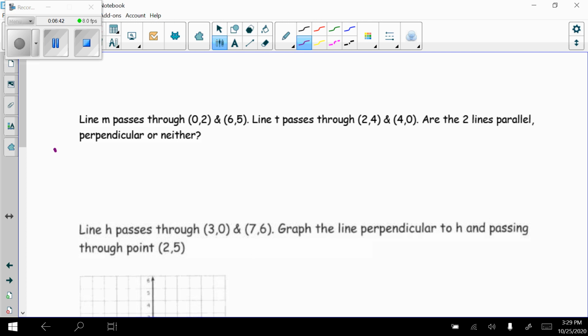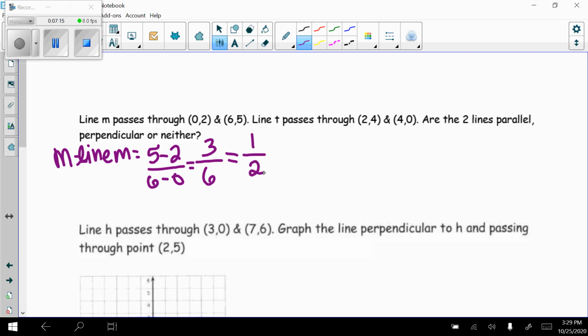So again, we're going to start out finding the slope of line M by plugging into that formula. So 5 minus 2, those are my y values, over my x values, 6 minus 0. So on top, 5 minus 2 is 3. On the bottom, 6 minus 0 is 6. 3 over 6. Okay? I can reduce that. They both have a 3 in common, so if I simplify this, 3 goes into 3 one time, 3 goes into 6 twice. So my slope of line M is 1/2.